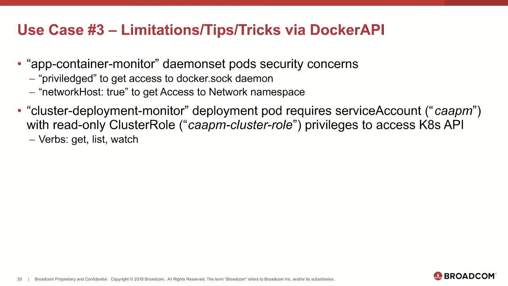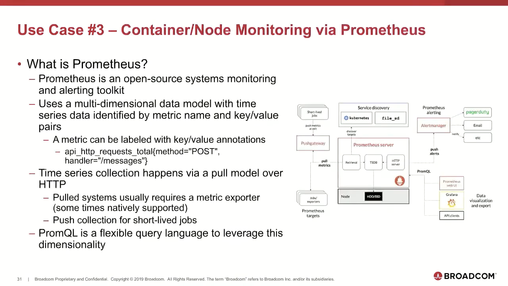Okay, just some things via privilege to get access to the Docker sock. So you just need some certain access to read and get everything in there. You need these key things here: the privilege to get to the Docker daemon, and then the network in order to understand the networks deployed. And then it requires a service account, CAPM, with read-only for the cluster role. So this allows you to access the APIs and get it. Just a couple things you need to make sure that you have. If you don't have these, then it won't work, because it's reaching out and it needs privileges in order to access that information.